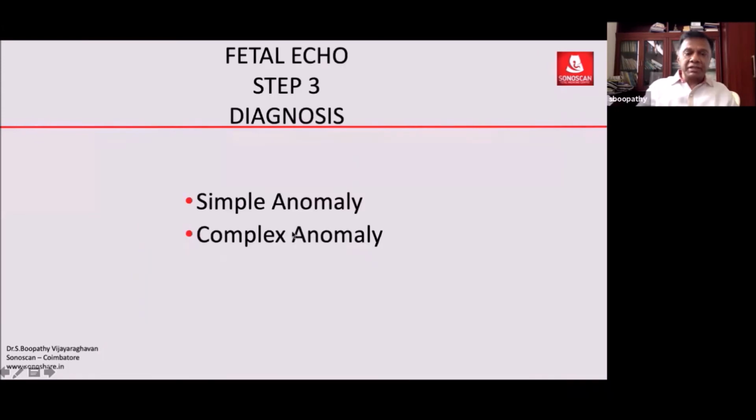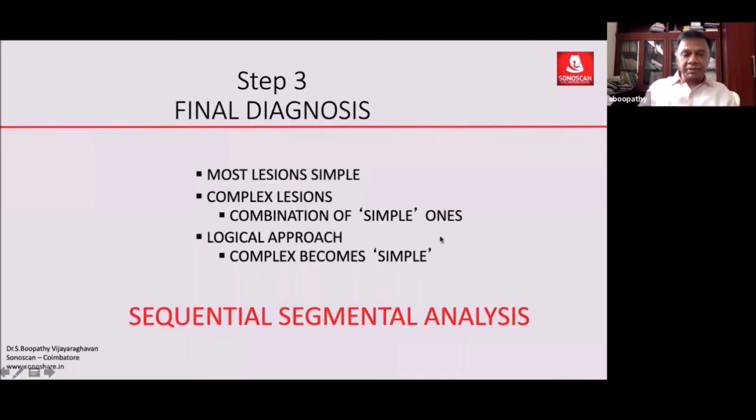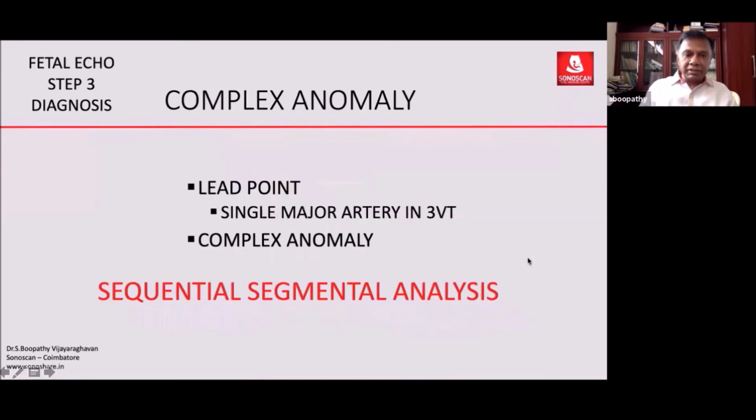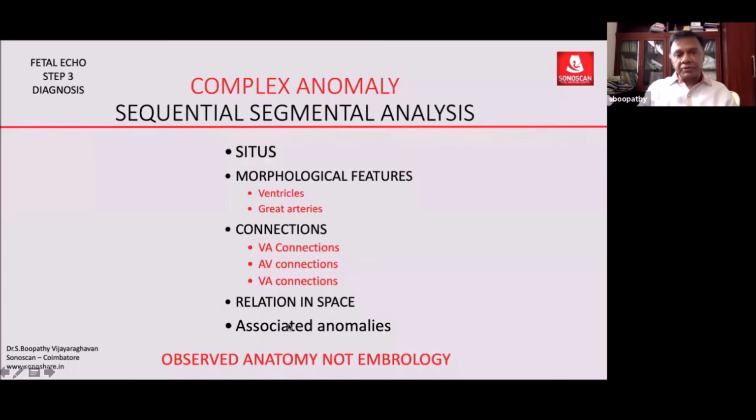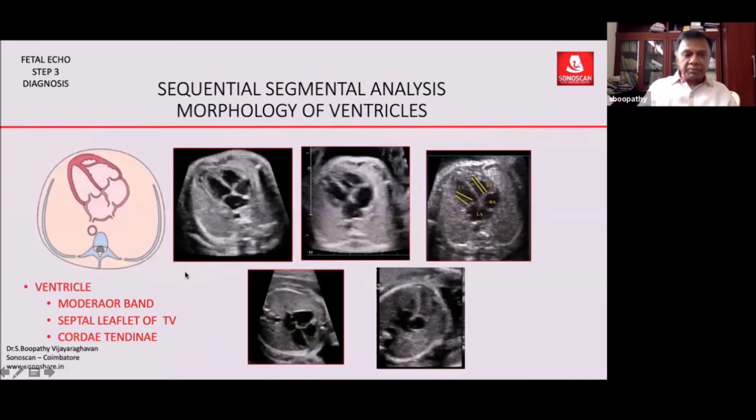Here, a complex anomaly on four-chamber view, or when you make a sweep, you are not able to make it simple. So what is the logical approach? It is called the sequential segmental analysis. So what is sequential segmental analysis? For complex anomaly, these are the steps. First is the situs. So you have to identify the situs. The right ventricle has the moderator band as seen here, and the septal leaflet of the tricuspid valve.